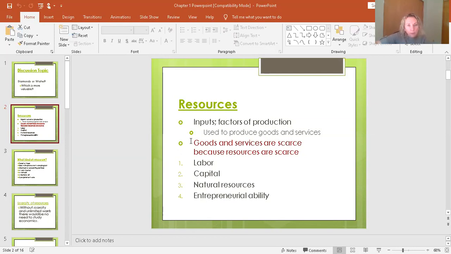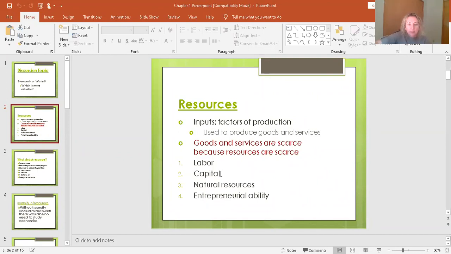Resources, according to your author, and this is what we're going to use, I know that you'll come up with slightly different lists in slightly different classes, but they're all basically the same. The first one is labor. That's just an hour of labor. That's whatever you're paying somebody to do, right? It's a physical hour of their time that would be considered the resource of labor.